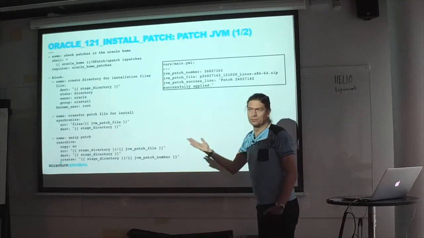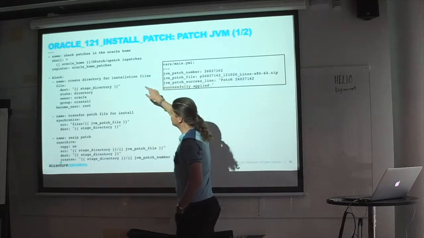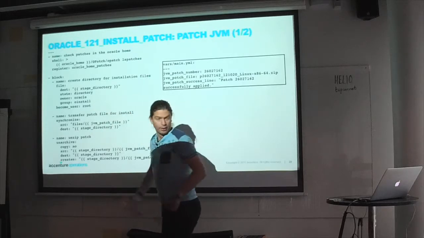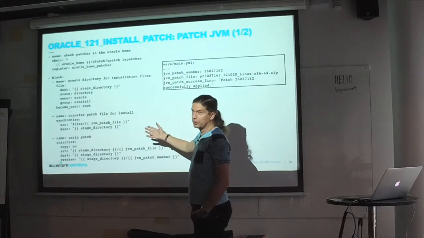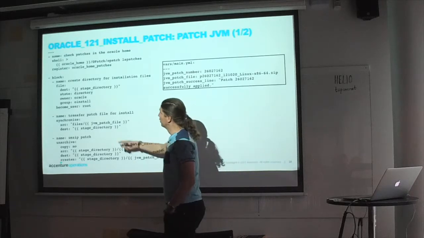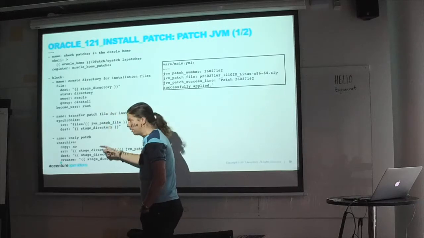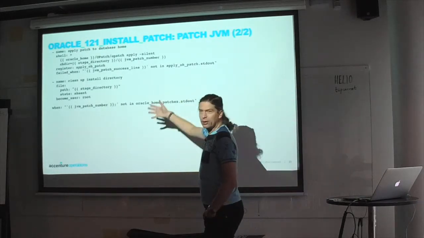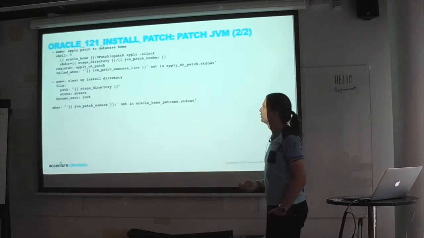JVM patch, well, you probably see it's exactly the same. I create some variables. I run lspatches to see if the patch is available, and that's in the when. And if it's not available, which means the patch is not applied, I apply it: create a directory, transfer the patch, unzip the patch, apply the patch, and then clean up the directory. It's the same procedure, only for a different patch, essentially.